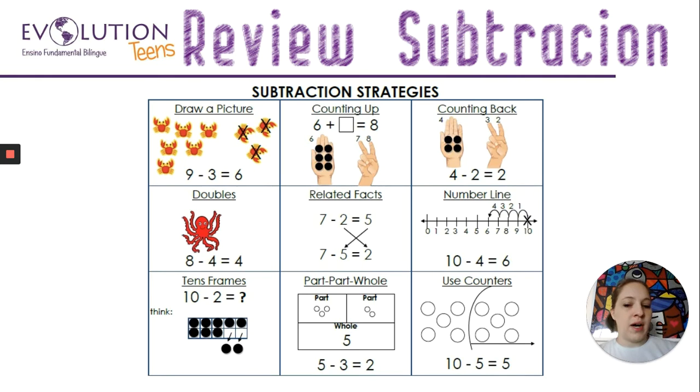Part, whole. Again, the same thing. So you have a part here, and a whole. So the whole, you pick to make the account. So 5, that is the whole, minus 3, it's one of the parts, and the last part is the result, 2. Use counters, so you draw 10 elements and then you take 5. So we pick and take off 5 elements, right? Great.